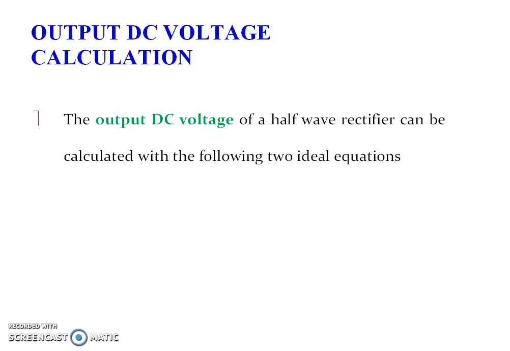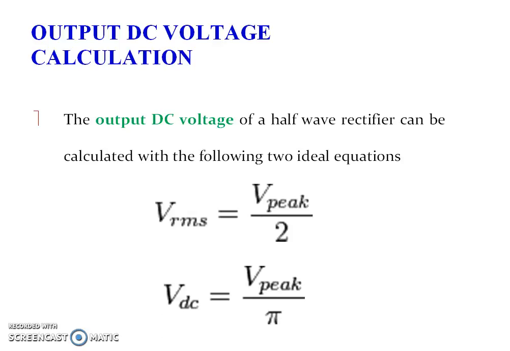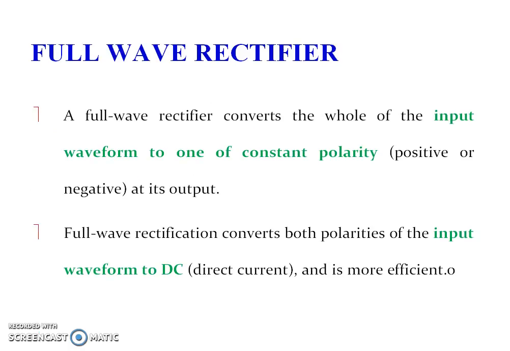And now during the calculation of the output DC voltage, we can see that the output DC voltage of a half wave rectifier can be calculated with the following equations. The two ideal equations that we normally use here is, the first one is VRMS, that is root mean square. RMS is root mean square. VRMS is equal to peak voltage divided by 2. Or else we can also use DC voltage. VDC is equal to peak voltage, which is represented by V peak, so V peak divided by pi. So these are the two equations used for the calculation of output DC voltage of a half wave rectifier.